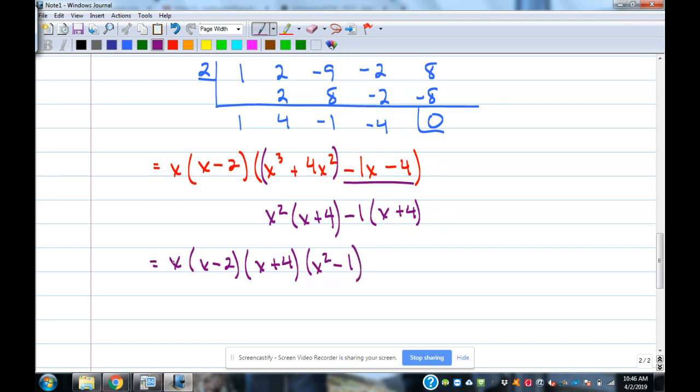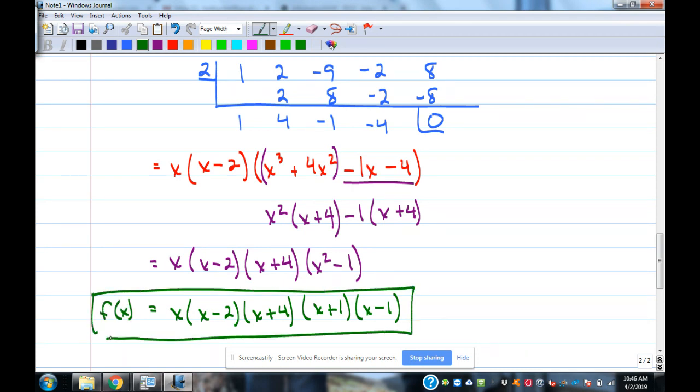But what do we know about x squared minus 1? It's a difference of squares. So that means I could factor it as x plus 1 and x minus 1. And that is the completely factored form for number 5.